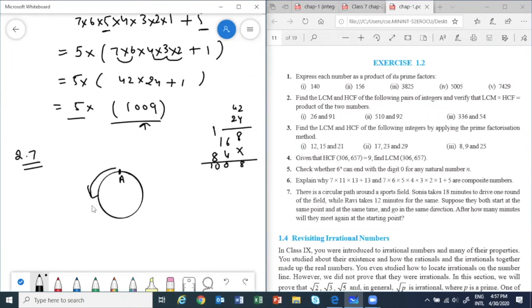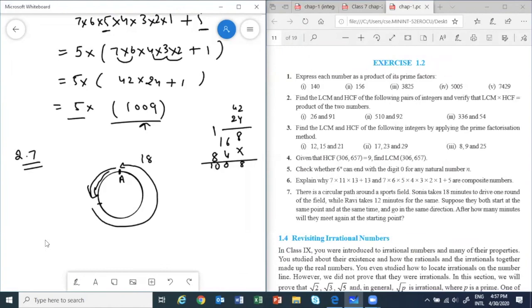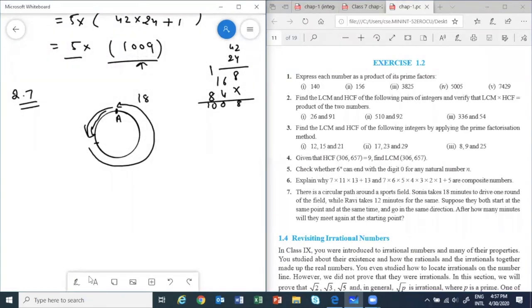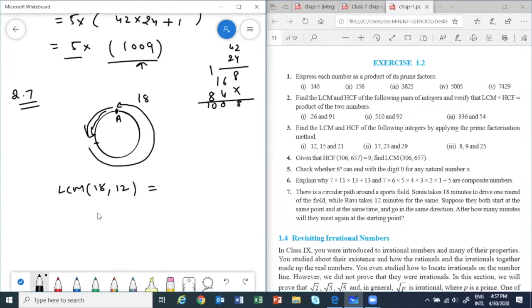So that means the first one will come here in 18 minutes, while Ravi, the second one, will come here in 12 minutes and move ahead. Maybe he reaches here. Now when will they meet? What do we have to find? We have to find the LCM of these two numbers. The least common multiple, the number which will be a multiple of 18 and 12. So find the LCM of 18 and 12. After those many minutes, they will meet.